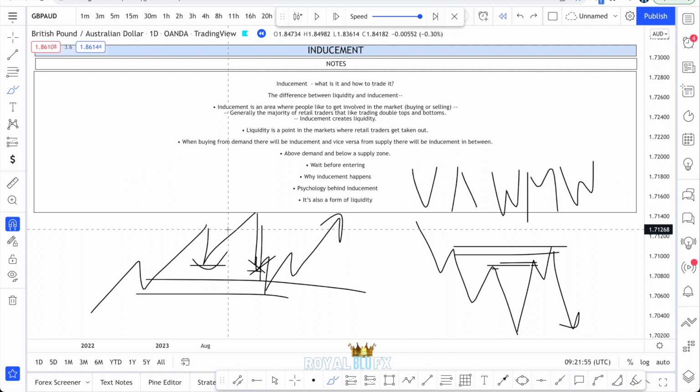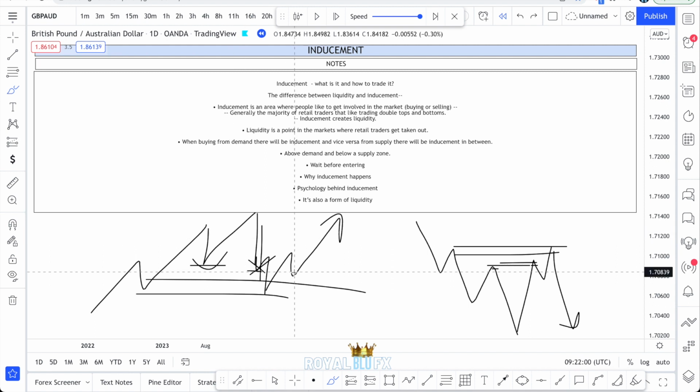So why does inducement happen, right? Inducement happens only for the banks and institutions to take you out. Inducement happens to create liquidity in the market. In order for the market to move, we need liquidity to form in the market. Okay, once again, let me explain this. Inducement happens because it's an area where 99% of the people are buying and or selling way too early or way too late. And once inducement happens, liquidity will be created right after inducement.